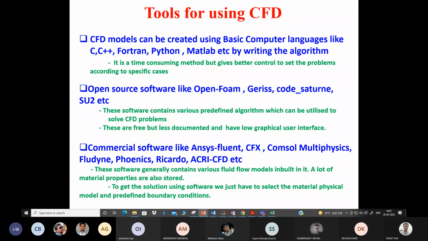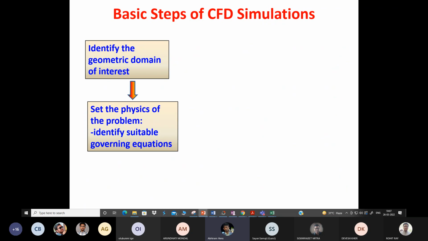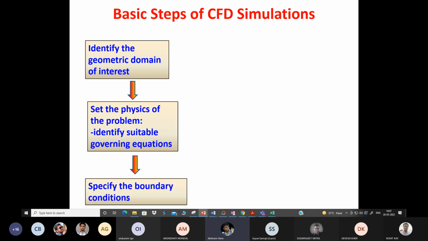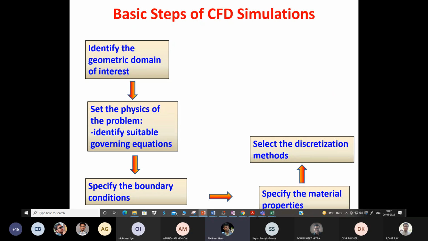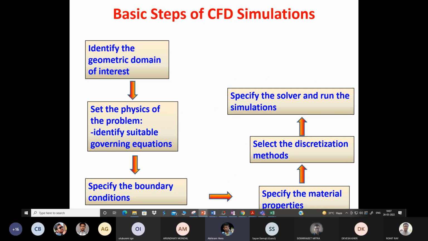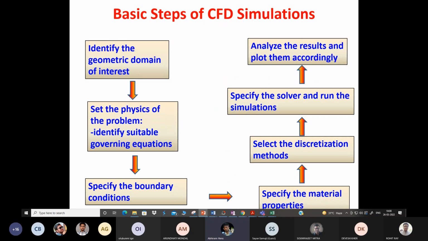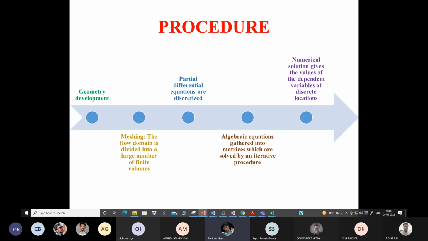And these are the different tools. After that, I told you the different steps of CFD simulation. That is identification of geometry, then setting up the physics of the problem, that means fixing the governing equation. Then specification of the boundary conditions, specification of material properties, selecting the discretization methods, specifying the solver and running the simulations, and analyzing the results with post-processing.